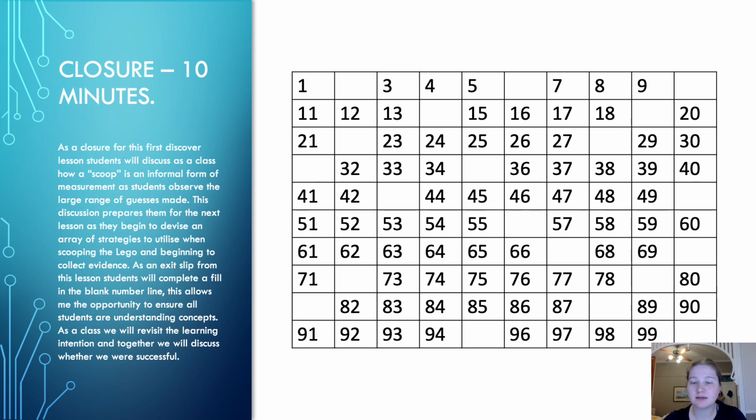Closure, 10 minutes. As a closure for this first discover lesson, students will discuss as a class how a scoop is an informal form of measurement as students observe the large range of guesses made. This discussion prepares them for the next lesson as they begin to devise an array of strategies to utilize when scooping the Lego and beginning to collect evidence. As an exit slip from this lesson, students will complete a fill-in-the-blank number line. This allows me the opportunity to ensure all students are understanding concepts. As a class, we will revisit the learning intention and together we will discuss whether we were successful.